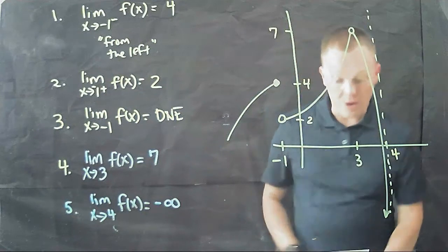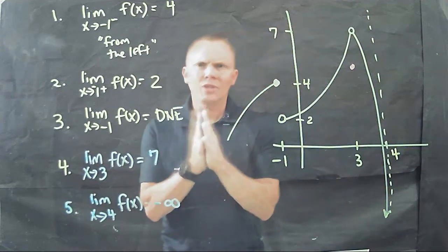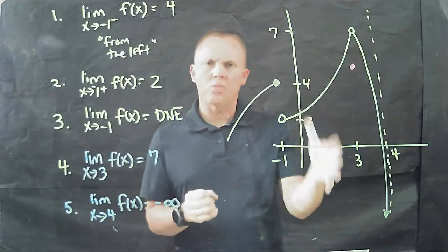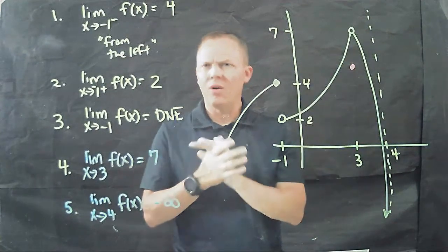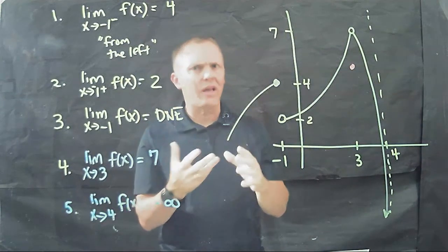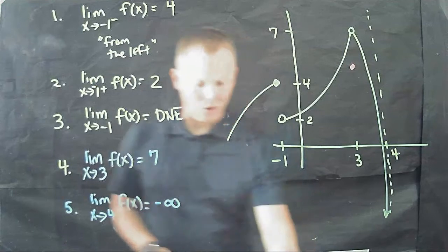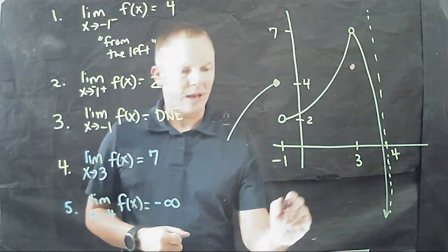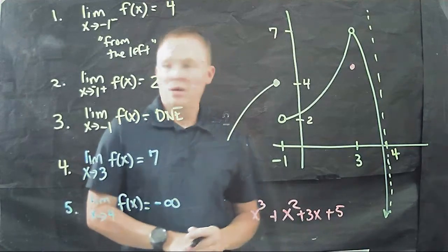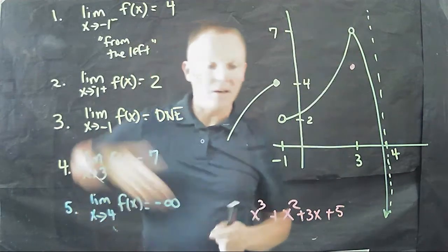Okay? Now, one of the things that I might ask you to think about down the road is what's going to cause a function to approach negative infinity or positive infinity? How would your function be defined? What might it look like in order to take off to infinity or negative infinity? Certainly if it was a polynomial, like x squared plus 3x plus 5, and let's even add another term on there, x cubed, that would take off to infinity or negative infinity on the ends.